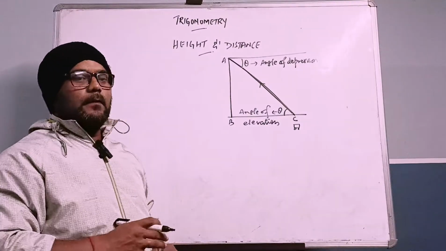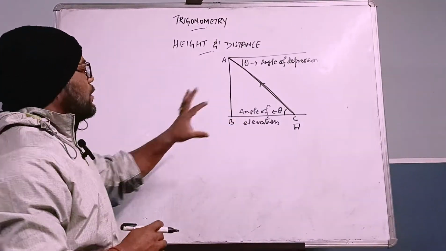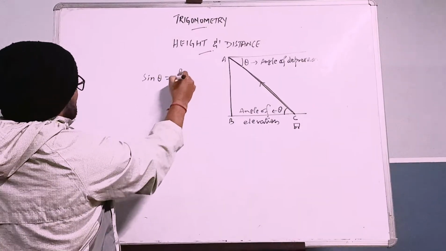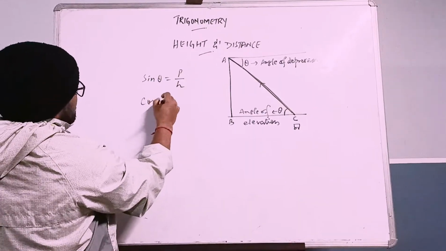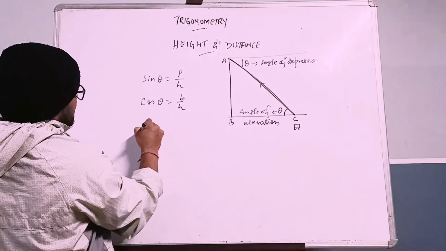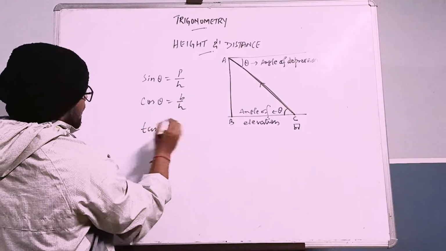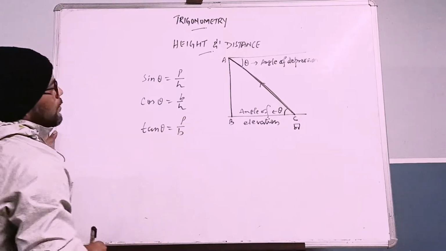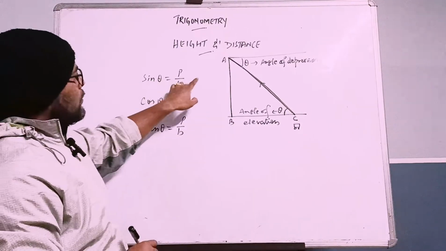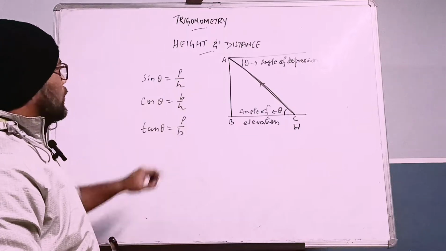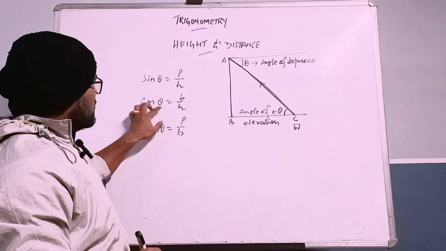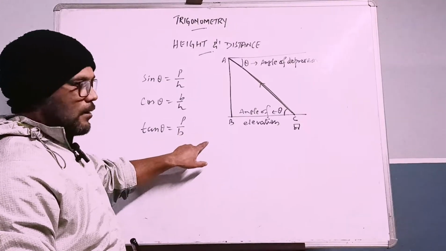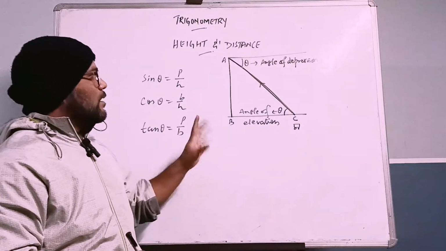Hope now you will get into this chapter, and the most important thing is you have to know the formulas: sin theta equals p by h, cos theta equals b by h, tan theta equals p by b. In a similar manner, you know cosec theta equals h by p, sec theta equals h by b, and cot theta equals b by p. Now we are starting the problems.